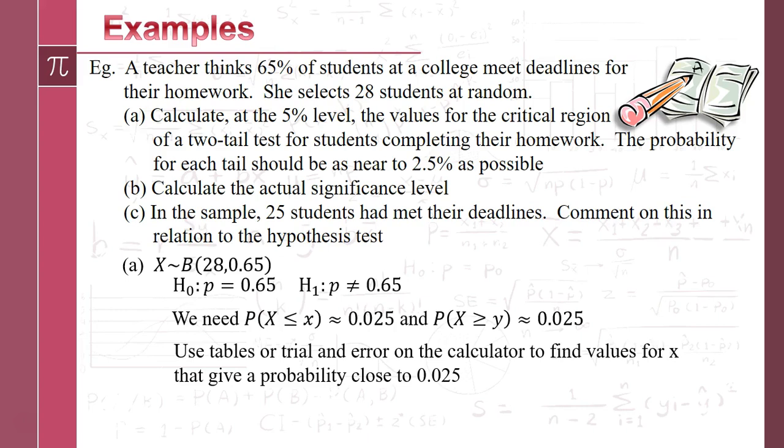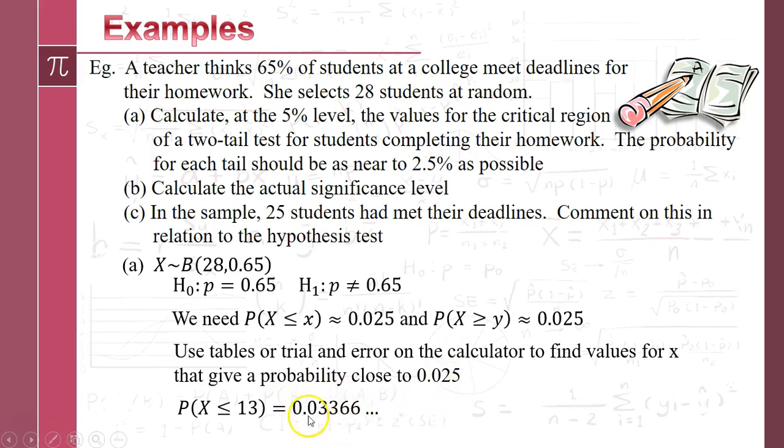It says use tables. As I mentioned in previous videos, you can find tables of binomial figures in your formula booklet. But the easiest thing to do is just to whack them into the calculator, and so you've just got to start guesstimating and trying to find figures that work. If I do the probability that x is less than or equal to 13, I actually get a value of 0.0336, which is fairly close to 0.025, but let's see if we can get even closer.